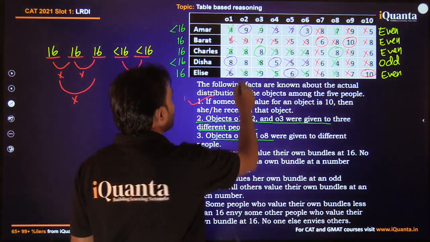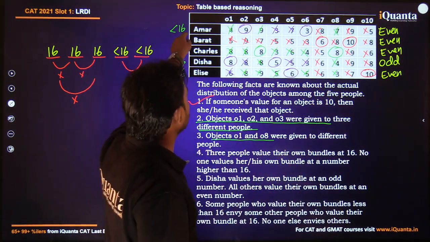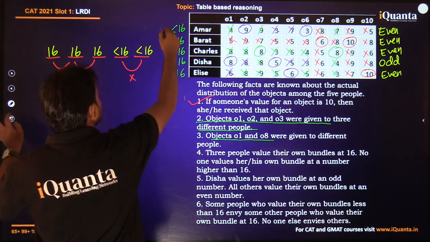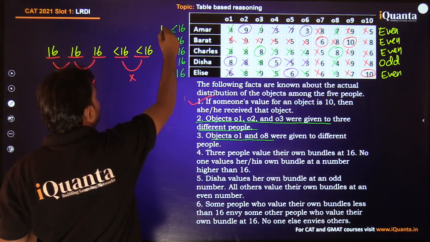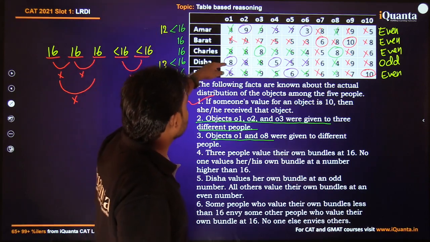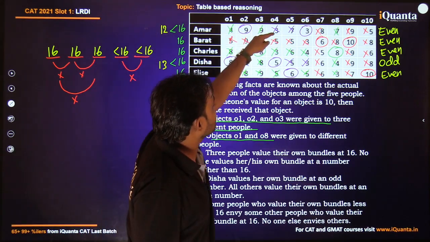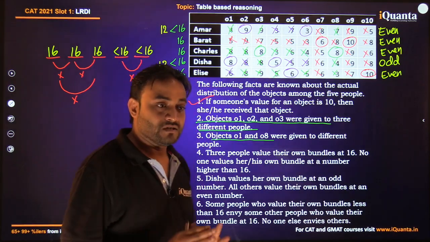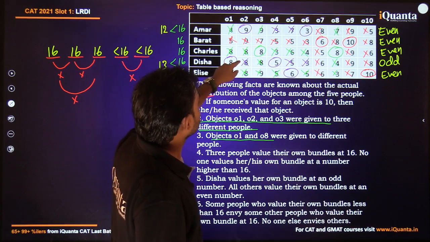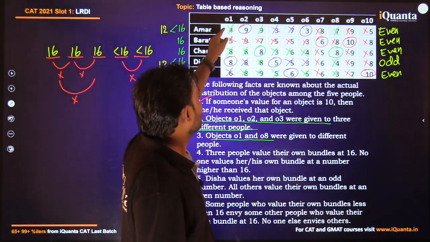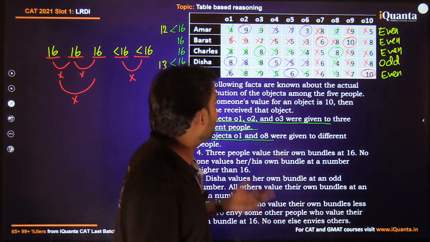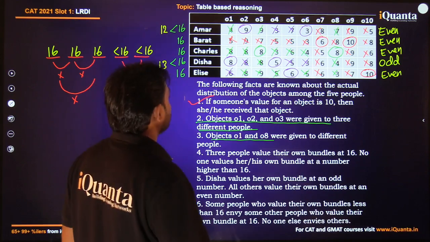Now, do we see anything wrong with that? Amar's value is 12. Amar values his bundle 12 and Disha values her bundle 13. Amar values Disha's bundle 4 plus 3, less than 7, so Amar does not envy Disha, which is so far so good. Disha values Amar's bundle 8 plus 3, 11, which is less than her own 8 plus 5, 13. So Disha is also not envying Amar. So this is also good.